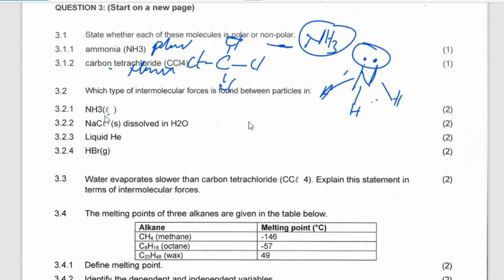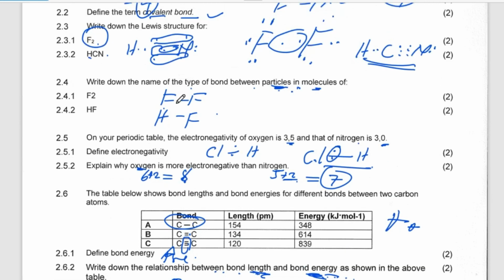Which force of attraction do we find in ammonia? Water, I talked about it. We always find hydrogen bond. Wait. Intermolecular force. They're not saying in the particles of ammonia. No. They are saying between ammonia and ammonia, because this question is different from this question.